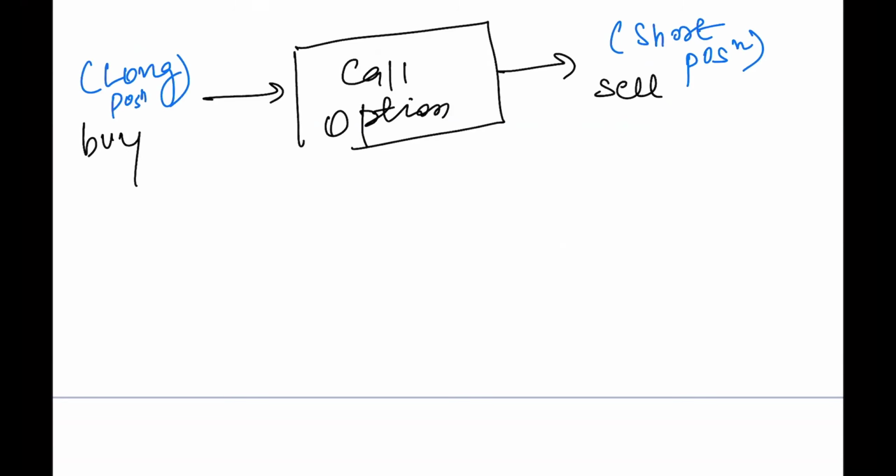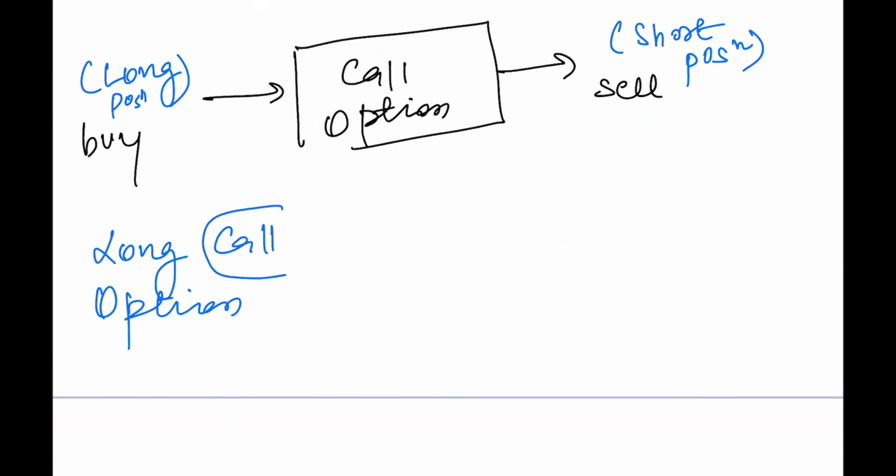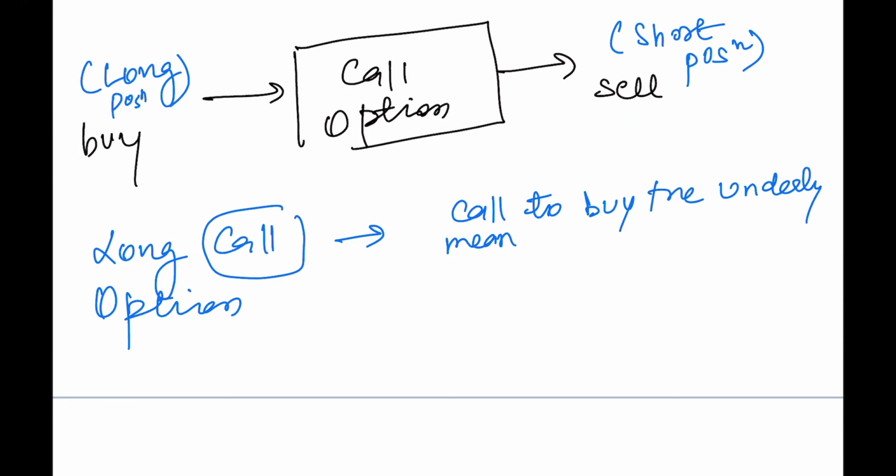Okay. So basically, when I'm buying, let's say, the call option. Okay. So as I said, what does call mean? Call means to buy the underlying. Okay. Why will you buy? Because you know that the price of the underlying will increase, right? That's only when you buy, right?